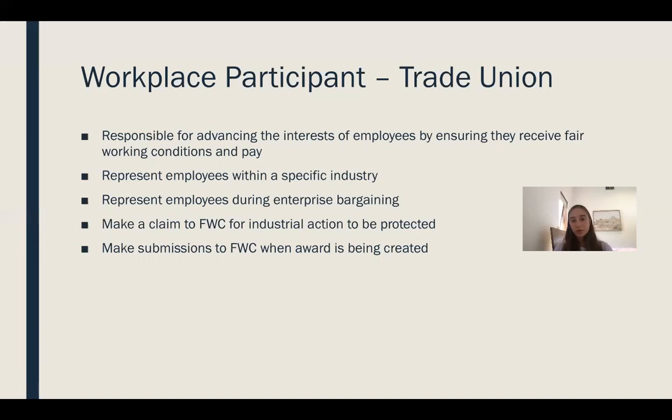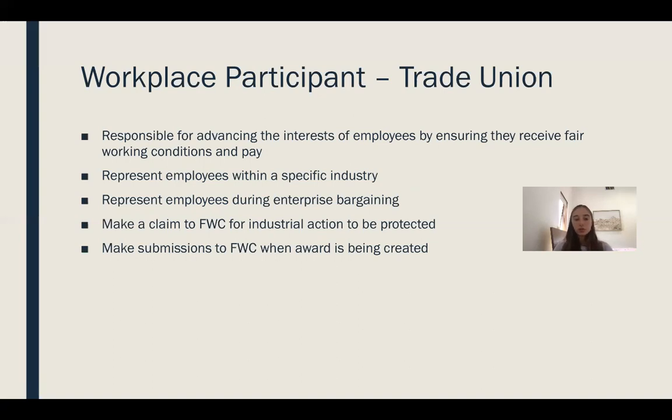So when the agreement is being created in the business, trade unions will say our employees deserve better pay and make sure that they're not taken advantage of by the employer. They also can make claims to the Fair Work Commission when the award is being created. So as we said before, remember the award applies to the industry. So they can say, we represent employees in retail. Retail workers need better meal breaks. And that will be considered by the Fair Work Commission when they create the award.